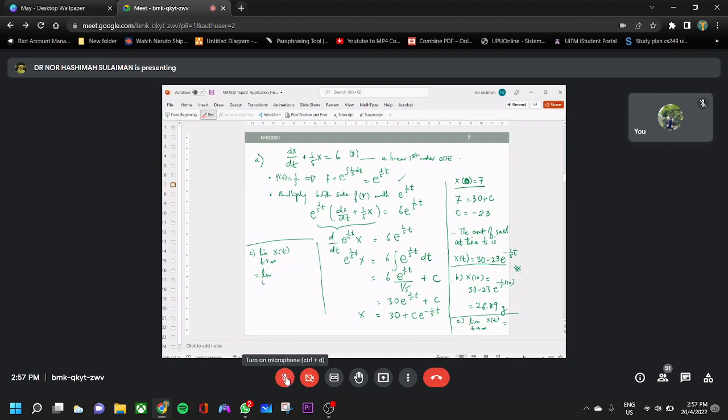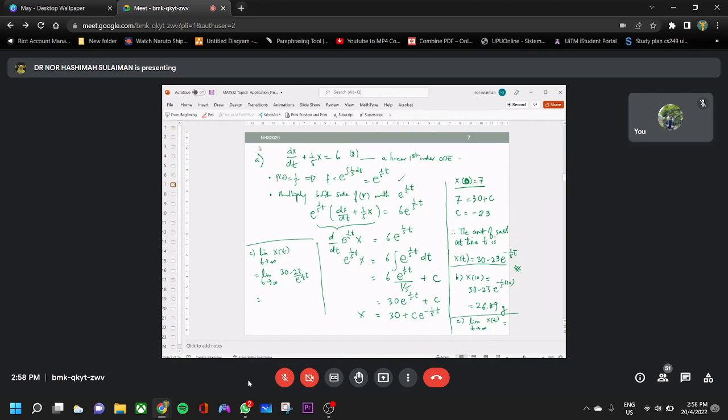So you kena tahu konsep dia, kenapa xt goes to infinity after a long time lah kan. Tak tahu long time tu how long is long lah. Okay, so you just replace the xt with 30 minus 23. Yang ini sebenarnya boleh tuliskan macam ni kan, e to the power of 1 over 5t, betul tak? Betul. Okay, now what happened to this term?